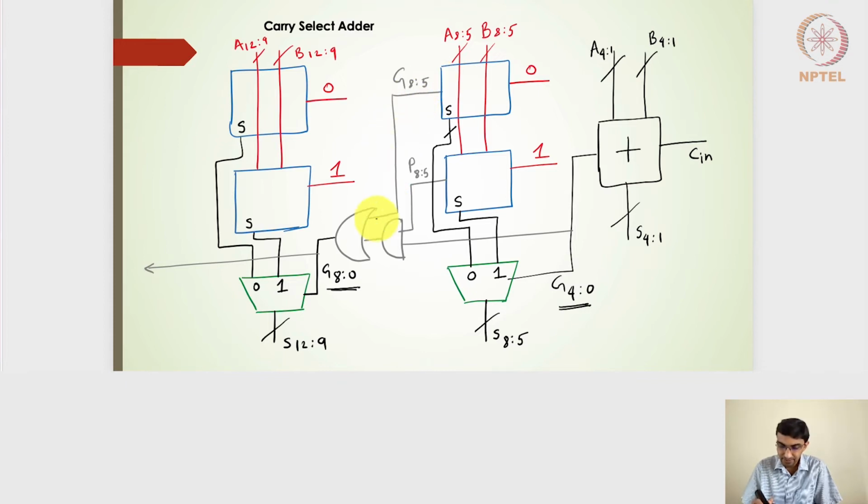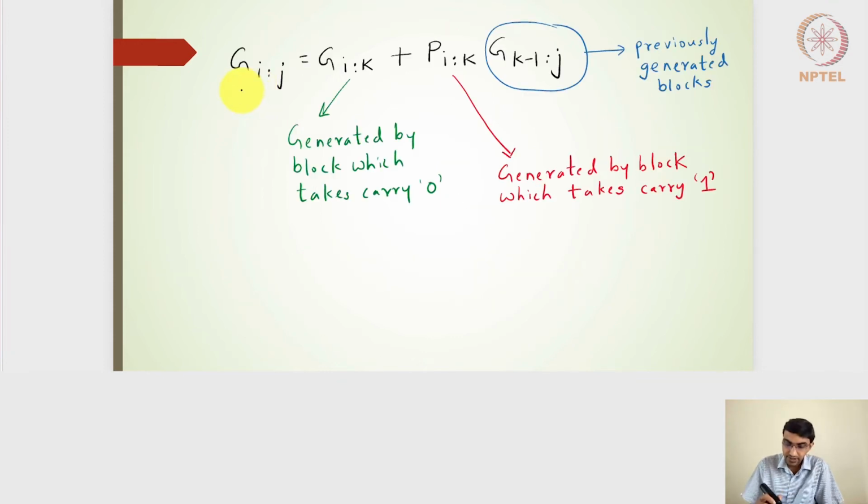So it uses the same AND and OR logic to generate G8 is to 0. Right, so G8 is to 5 is generated within this particular group of bits, P8 is to 5 is generated from this particular group of bits, and then it is fed to the AND and OR gate so as to generate 8 is to 0.